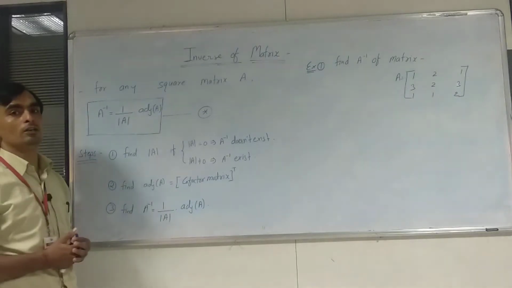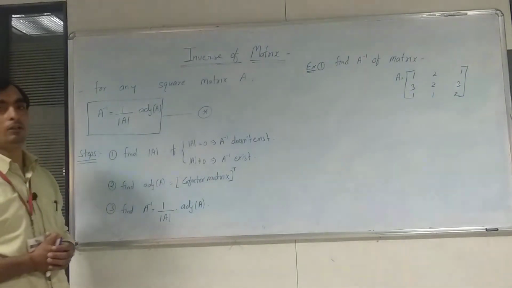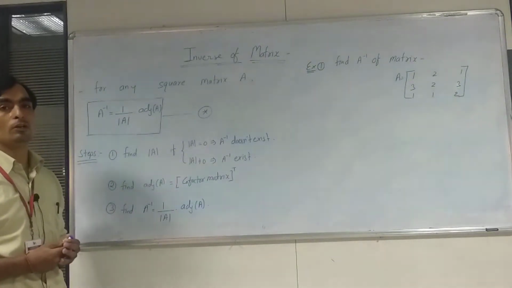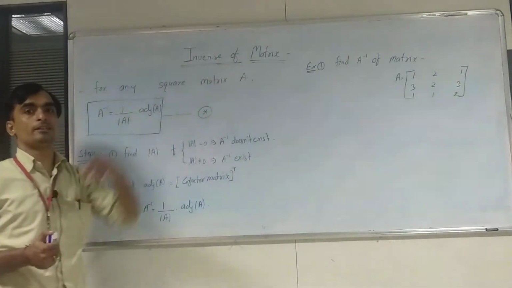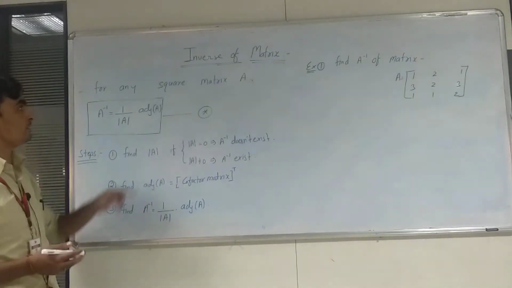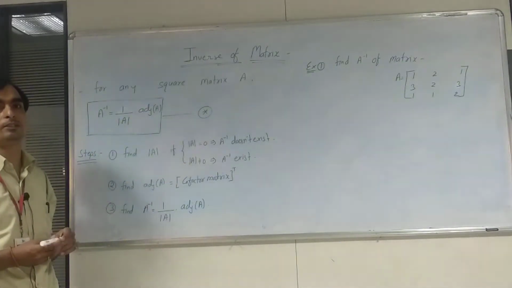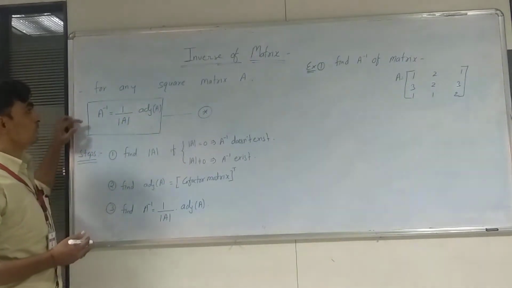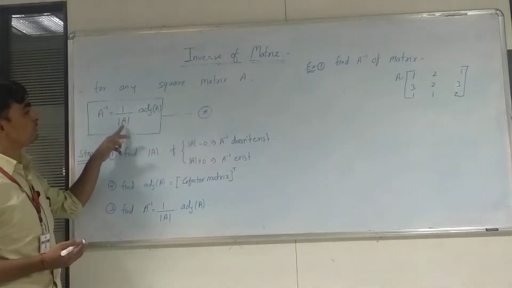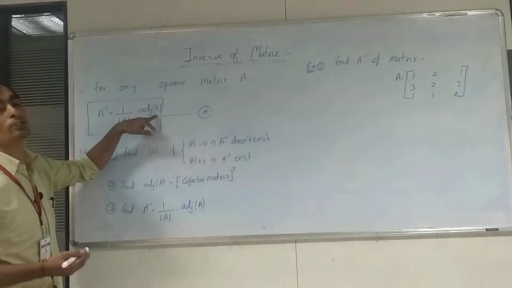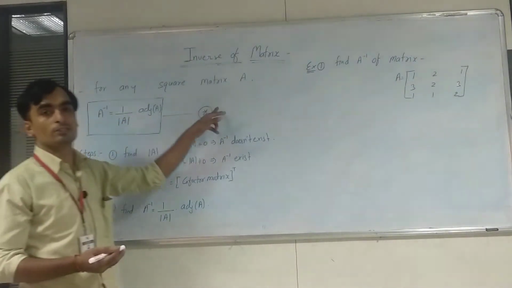Discuss the inverse of a matrix. First of all we see the concept, and then we go for an example. For any square matrix capital A, what is a square matrix? A matrix in which the number of rows and columns must be the same. So for any square matrix capital A, A inverse is equal to 1 upon determinant of A into adjoint of A. We will call this equation star.